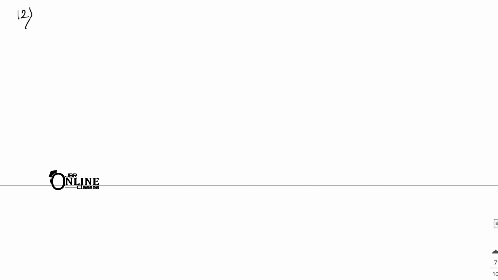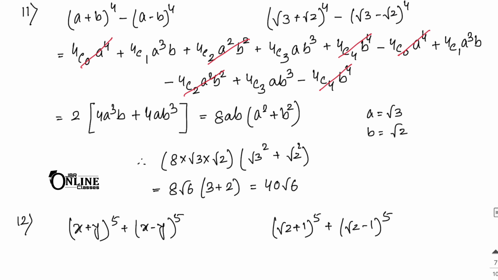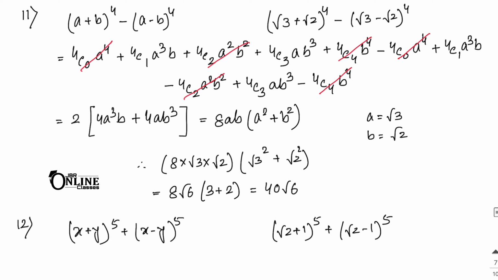Next, sum number 12. In sum number 12, using the binomial theorem, expand (x plus y) to the power 5 plus (x minus y) to the power 5 and hence find the value of (root 2 plus 1) whole to the power 5 and then (root 2 minus 1) whole to the power 5. So this one is the same as the previous one, sum number 11. So first we have to expand (x plus y) to the power 5 and (x minus y) to the power 5 and then you have to just put the value in place of x that is root 2 and in place of y that is 1. So guys, I hope you can solve it.